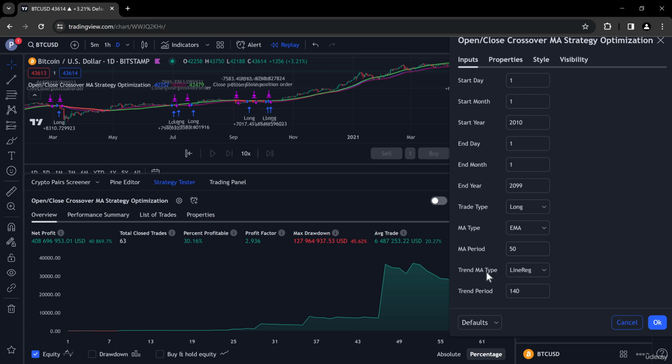And MA period, trend MA type, and trend period. So we have these 4 parameters that we will try to optimize. We're going to change them, and we're gonna see if the strategy performs better. So first of all, let's keep the MA type as EMA, and let's change the MA period.